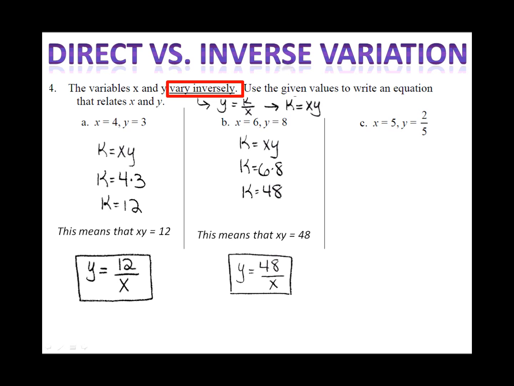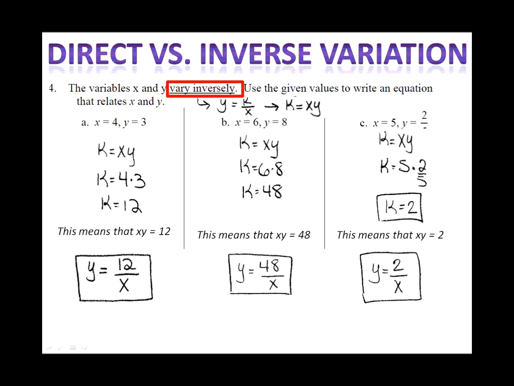Let's take a look. Here, we have k is 5 times 2/5. That means k is equal to 2. Because we have an inverse variation, k is x times y. x times y equals 2. We divide by x so that y is alone, and y equals 2 over x.